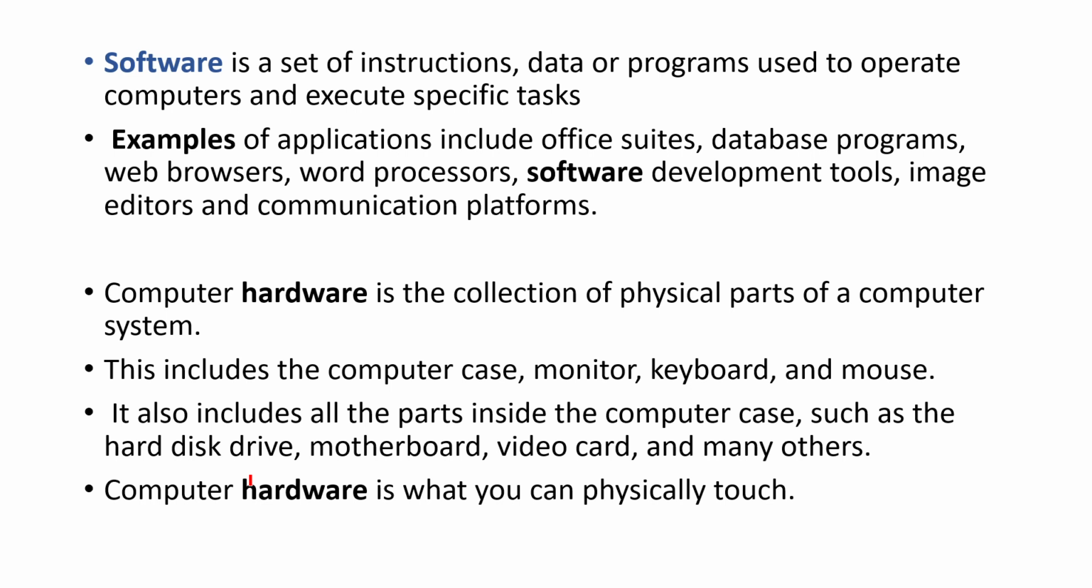Like if you want to type a question paper or to type a letter, we need word processing. In the same way, if we want to edit our image or photo, we need an image editor. And for communicating with each other, we need some applications or softwares like video calling applications. So these are the applications or the software which are needed for specific tasks. They are known as software.